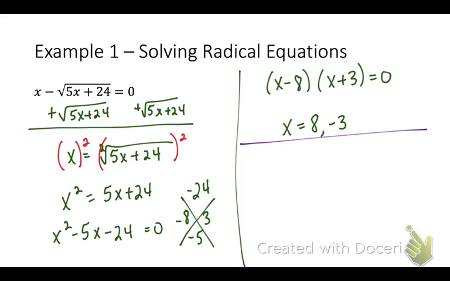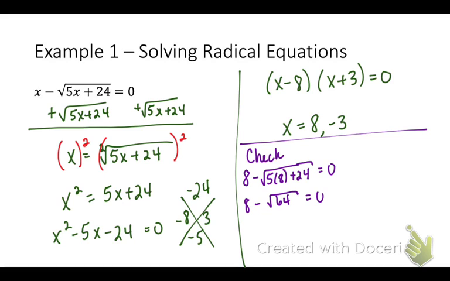Next, we will need to make sure that we check and make sure that 8 and negative 3 are correct. The way we're going to do this is we're just going to plug them each individually back into the original problem. So let's start with 8. If I plug 8 into the equation, everywhere that I see x, I'm going to get 8 minus 8, which is 0. So 0 equals 0, that works out. 8 is one of our answers. Might be our only answer.